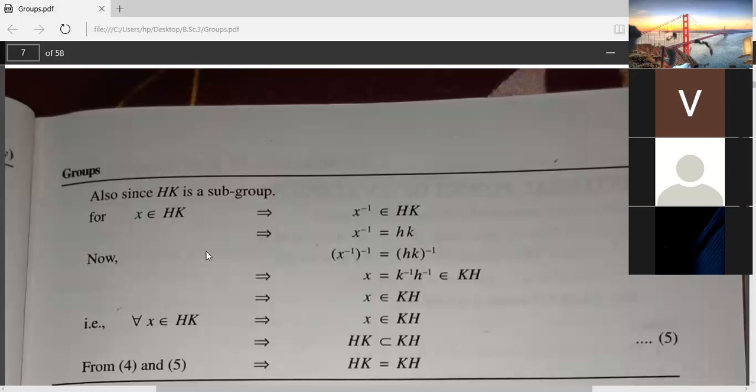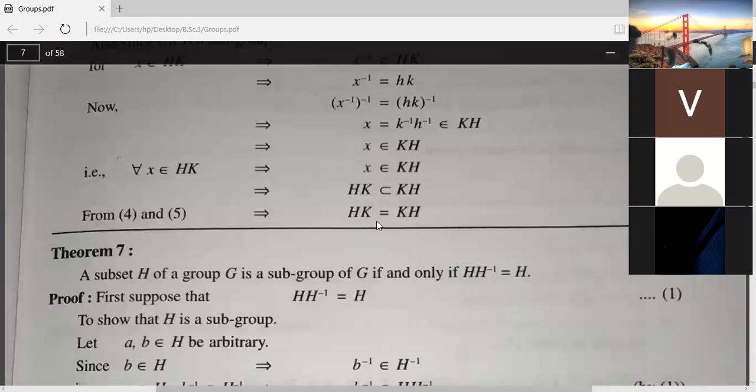Now what are we taking here? X belongs to HK, and the same x also belongs to KH. That's why you are writing HK is a subset of KH. Already you have taken KH is a subset of HK. Now what can we write? HK is equal to KH, because if A is a subset of B and B is a subset of A, then you can write A is equal to B. That's why you are writing HK equals KH. Now the proof is over.